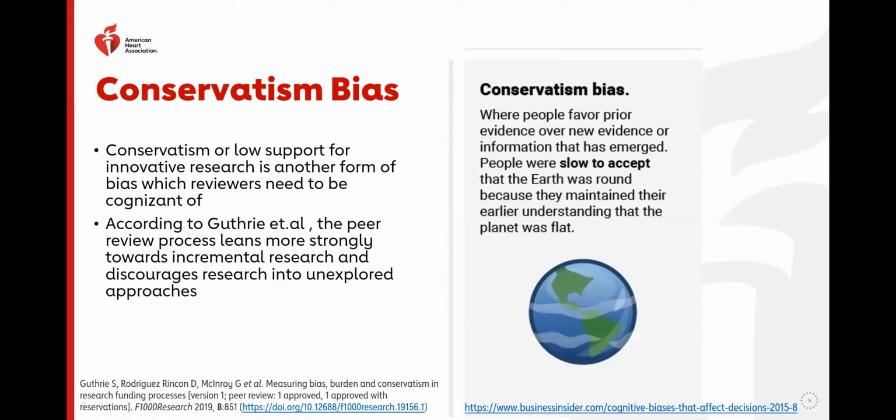Conservatism bias. Conservatism bias occurs when people maintain their prior view without properly incorporating new information. It is very similar to anchoring bias, such that people are over-reliant on the first piece of information they hear. You consider your original opinion and the information that formed it to be quite meaningful, but new information learned after the opinion has been formed is considered to be not as important. The consequence of this is that you likely took action based on old information, but aren't willing to take action on new information that may conflict with it. With respect to peer review, this might be seen as low support for innovative research, as the peer review process leans more strongly towards incremental research and discourages research into unexplored approaches. To mitigate this form of bias, AHA incorporates innovation as part of its peer review criteria for all of its programming.